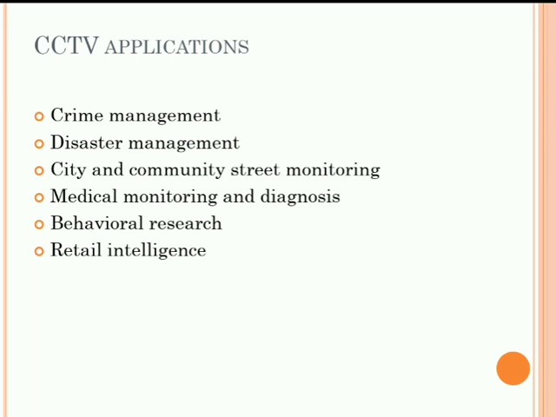The next application is city and community street monitoring. How is street monitoring done in the city or in a particular community? The cameras at traffic lights and elsewhere in different cities monitor people to gather traffic statistics as well as evidentiary footage.